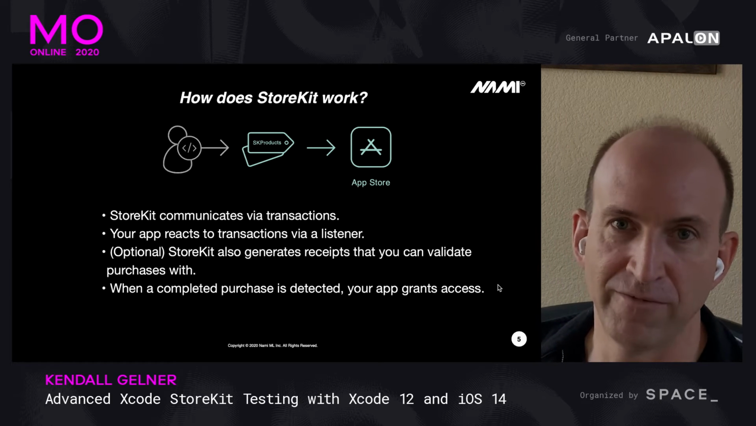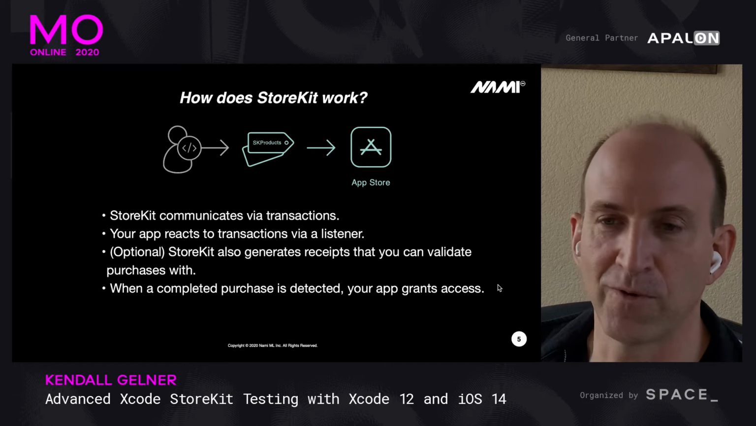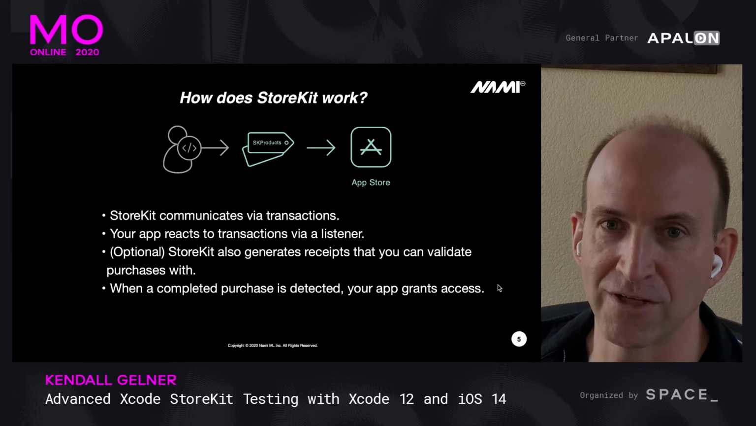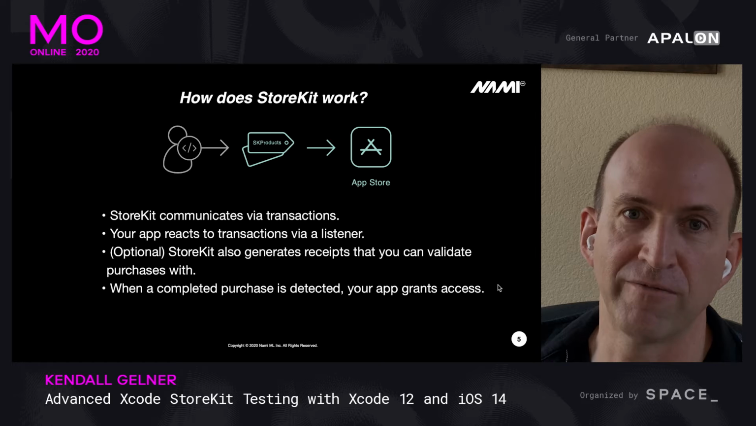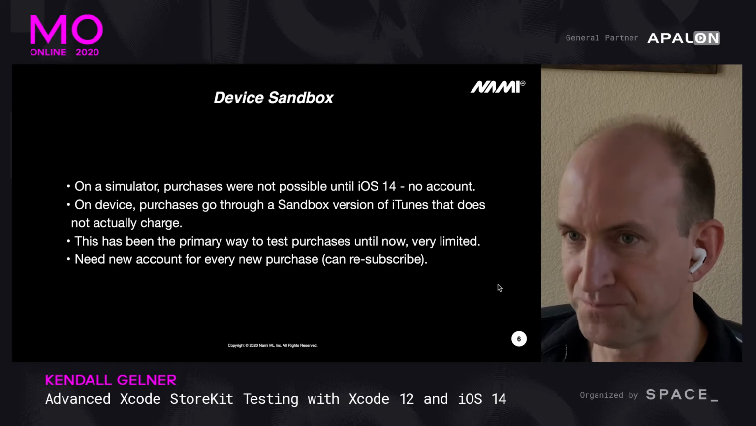They also have a receipt. This is kind of outside the scope of our talk, but just be aware that StoreKit and iOS has a receipt that gets handed to your application, and you can use that to verify purchases have occurred and see what purchases have occurred in the past.